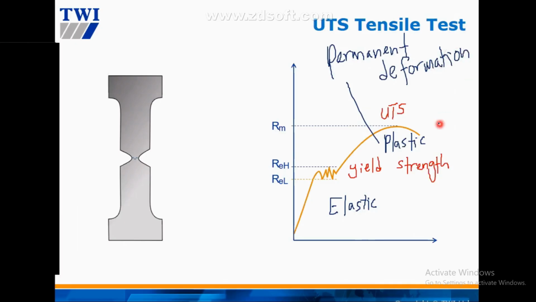It's become permanent deformation. But if you keep pulling the material until what they call RM, resistant mechanical, then they got UTS. UTS is ultimate tensile strength. Then it will break after that. All right, guys, please memorize a bit about this. What is the RM? What is the REH, REL? What is the elastic? Where does plastic occur? Where does elastic occur? All right, please memorize all this. Okay? Memorize. All right, we move to the next slide.